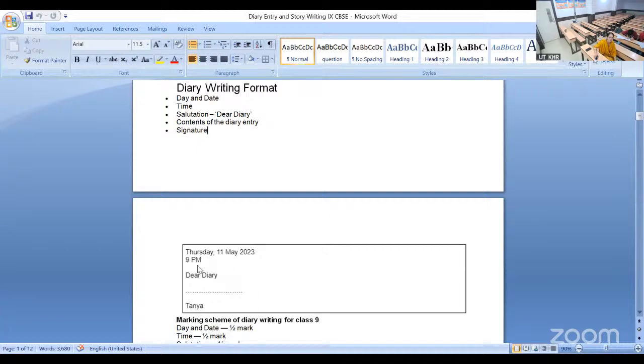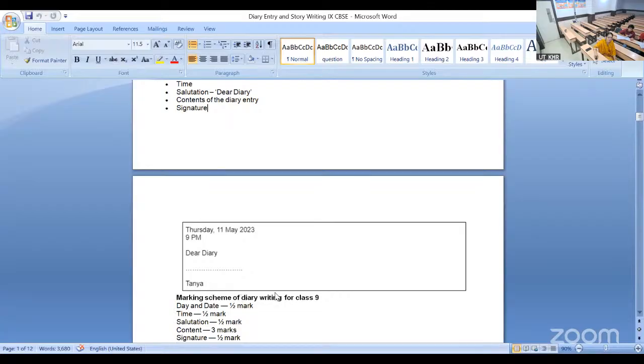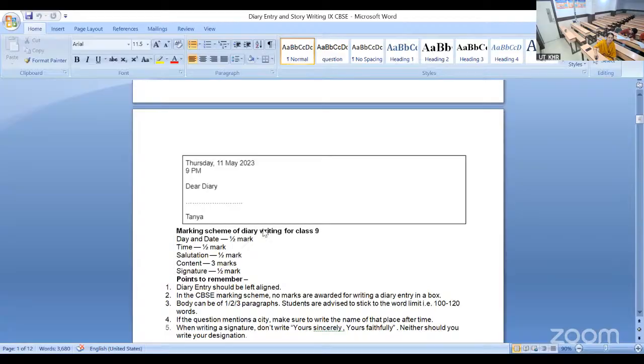Then the salutation, and there will be a gap before the salutation, before dear diary. Then dear diary, no comma, nothing, and then write everything on the left side. Marking scheme, write this. Marking scheme of diary entry for class 9. Day and date: very important, first day and date, you have half mark. Write this. There is no mark allotted for place, so you can skip that. Day and date, half mark. Time, half mark. If you are not writing it, your mark will go, so you will write. Salutation, half mark. Content, 3 marks.